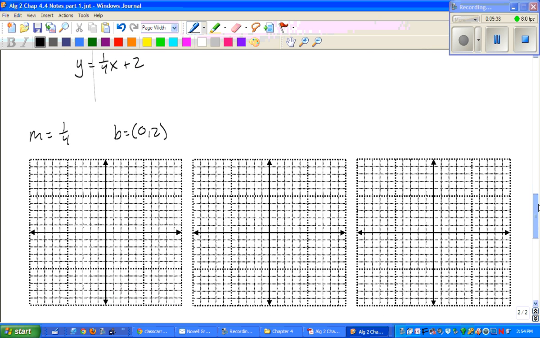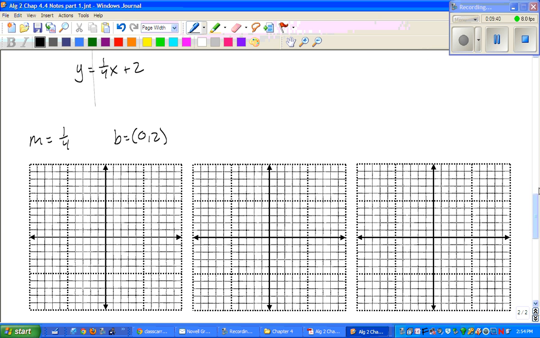Okay? And then we go through and graph. Okay, this is our rise over run. So start at 0, 2, go up 1, over 4, up 1, over 4. And then just repeat the pattern on the other side. And then you can draw your line. Okay?